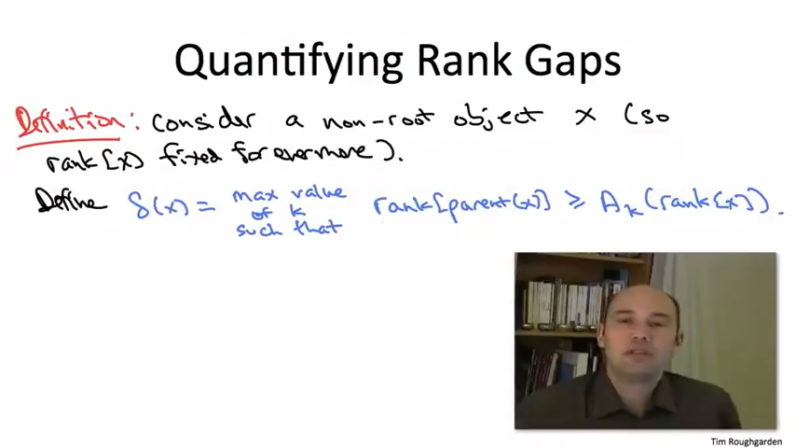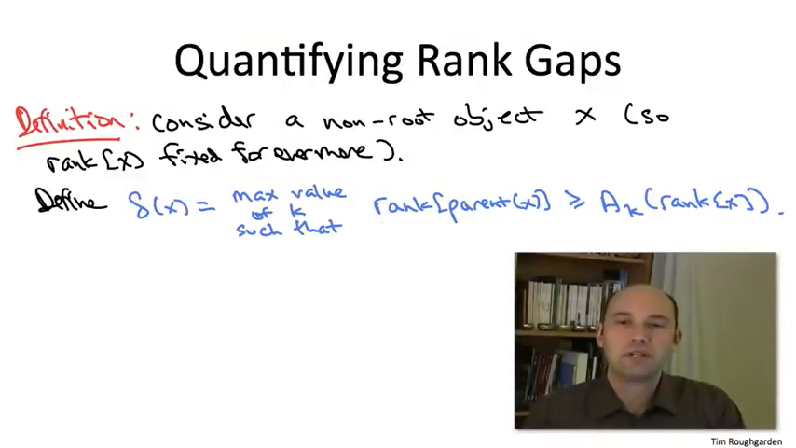So we're going to use the notation delta of x for the statistic, and the definition of delta of x is the largest value of k, such that a sub k, this is the Ackermann function, remember, such that a sub k applied to the rank of this object x is bounded above by the rank of x's parent. So the bigger the gap between the rank of x's parent and x's rank, the bigger the value of delta of x.